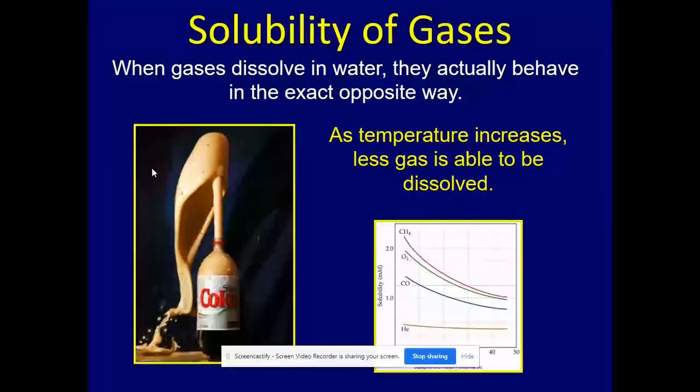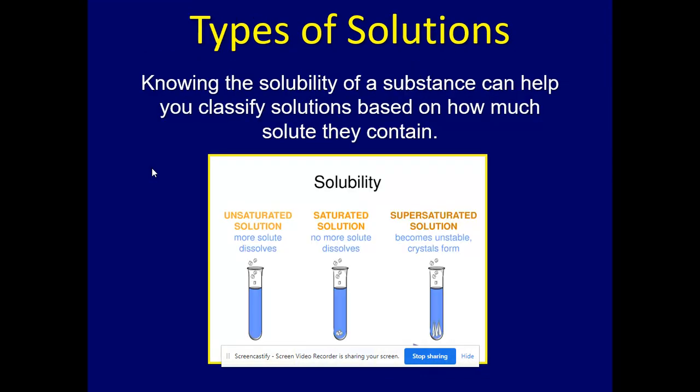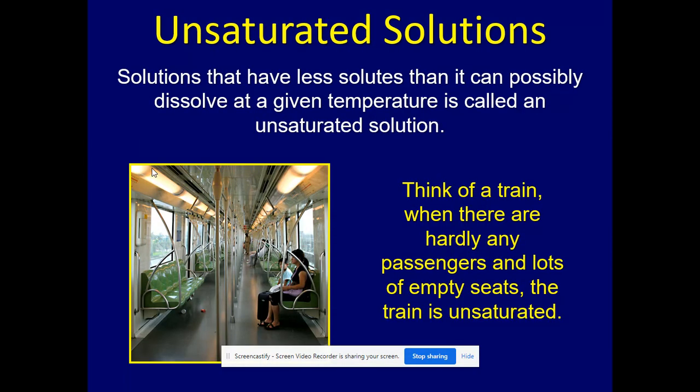All right, so there are three types of solutions: unsaturated, saturated, and supersaturated. I like to give the analogy of a train and passengers on a train. An unsaturated solution holds less solute than what can actually be dissolved at that temperature. Think of a train that only has a few passengers on it and a lot more passengers could fit in there. That would be an unsaturated solution.